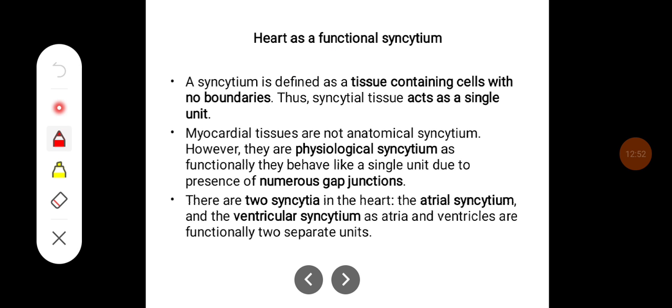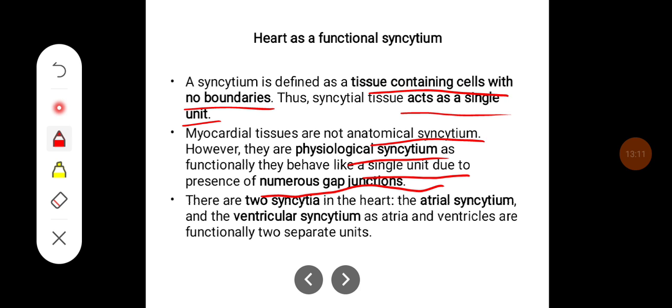A syncytium is defined as a tissue containing cells with no boundaries. Thus, syncytial tissue acts as a single unit. Myocardial tissues are not an anatomical syncytium. However, they are a physiological syncytium, as functionally they behave like a single unit due to the presence of numerous gap junctions. There are two syncytia in the heart, the atrial syncytium and the ventricular syncytium, as atria and ventricles are functionally two separate units.